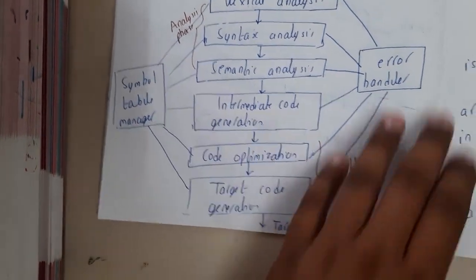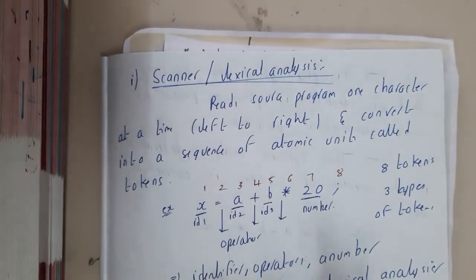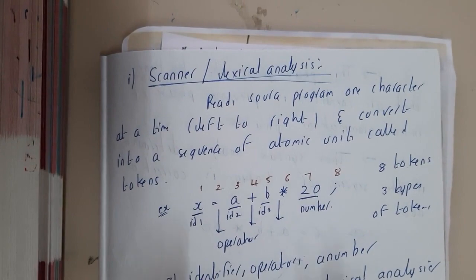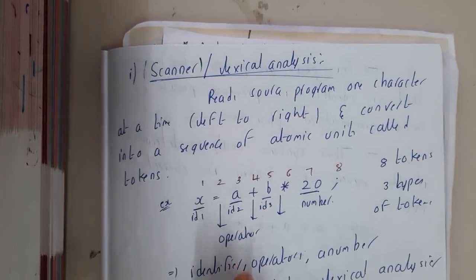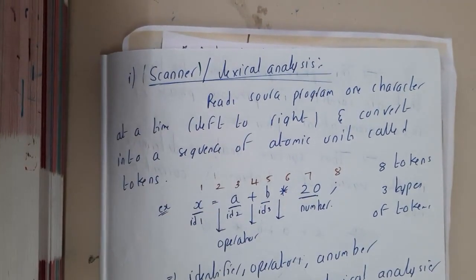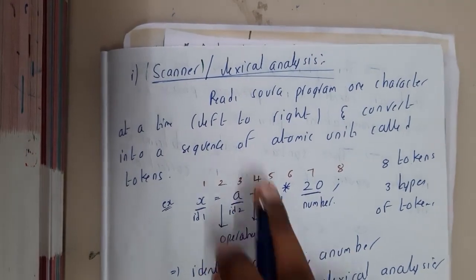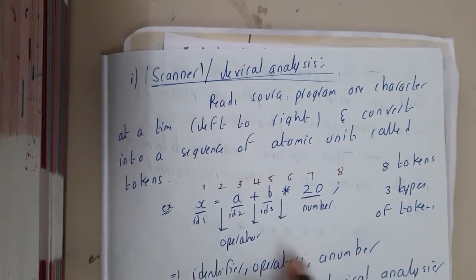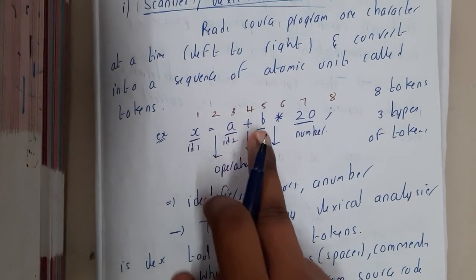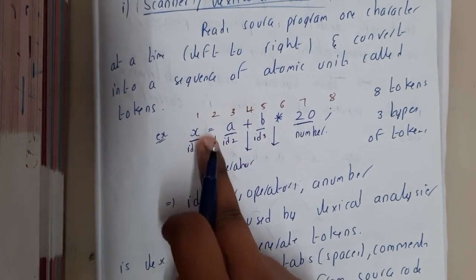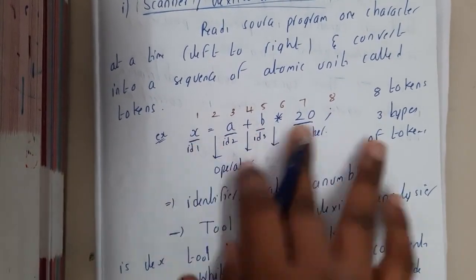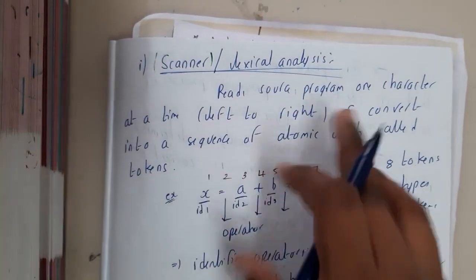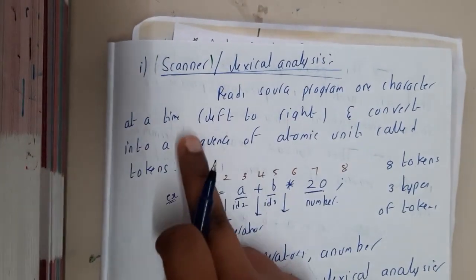Okay. So first, let us go through the first layer, the lexical analysis, guys. In simple words, you can say lexical analysis or scanner. It scans or identifies the tokens, guys. It reads the source code. Assume that this is your source code, guys: x is equals to a plus b into 20. It will be reading x is equals to a plus b into 20 semicolon. In this way, it will be reading. It reads the source code character by character at a time, left to right.